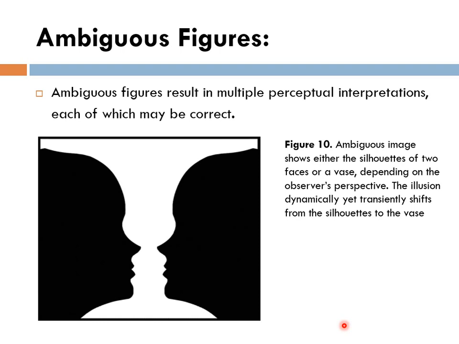For example, this image. If we see the white area as the foreground, you will see two faces. If we see the two faces as the foreground and the white as background, you'll see a vase, or a glass, something like that.